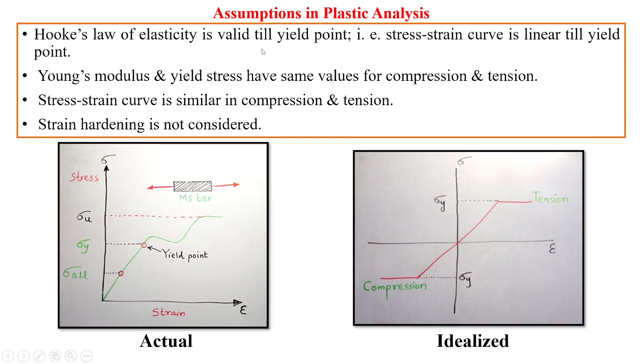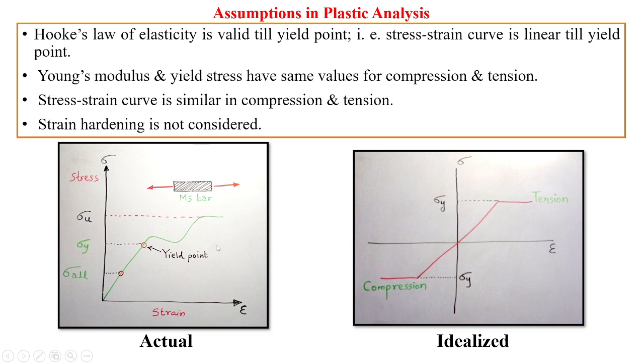Now, what are the various assumptions in plastic analysis? Hooke's law of elasticity, as we studied in mechanics of structures, is valid till yield point. That is, the stress strain curve is linear till the yield point. Young's modulus as well as yield stress sigma y have the same values for compression as well as tension. The stress strain curve is similar in compression and tension, whereas strain hardening is not considered.